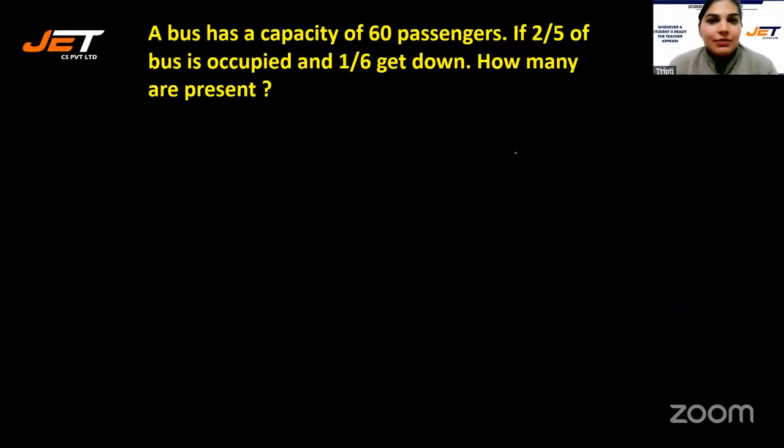Okay, here. A bus has a capacity of 60 passengers. If 2/5 of the bus is occupied and 1/6 get down, how many are present? Same question with different fractions. That's it.